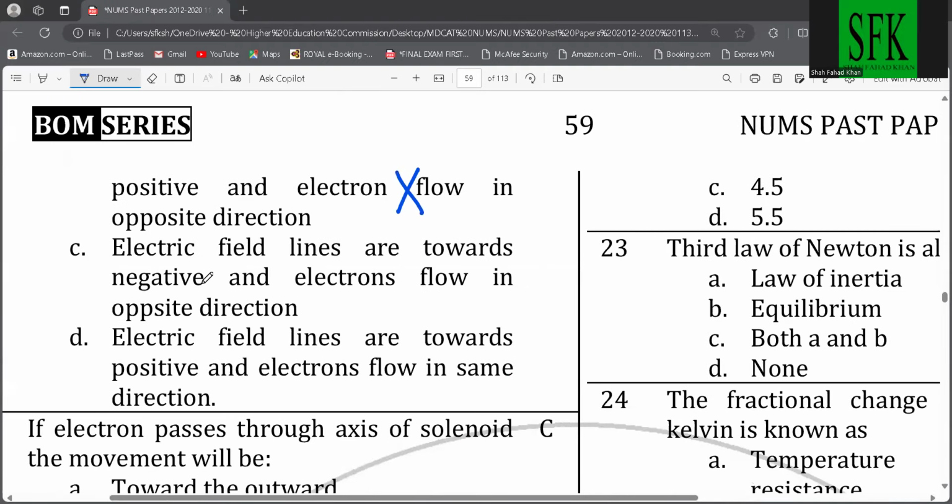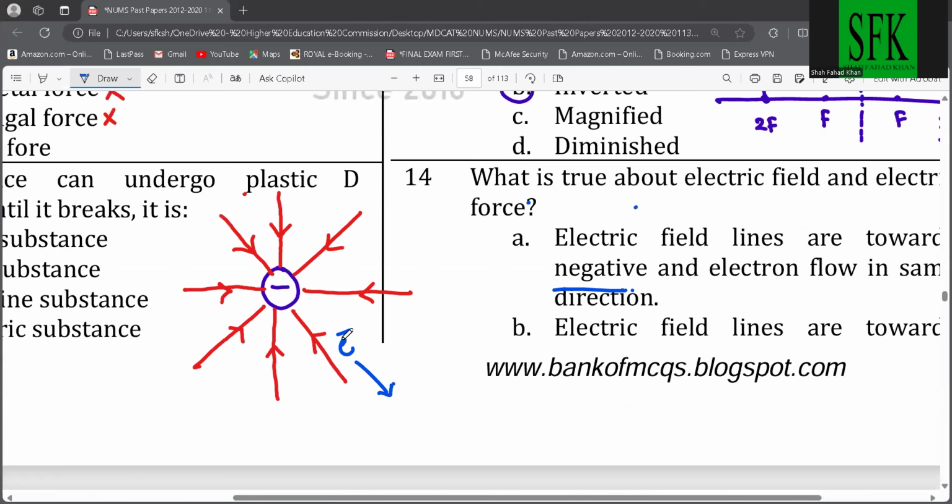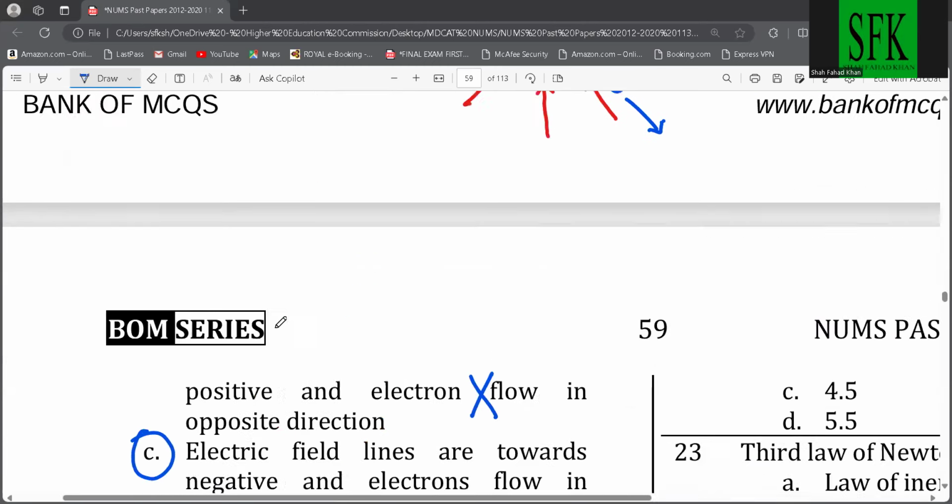Option C, electric field lines are towards negative and electrons flow in the opposite direction. Yes, that's correct. C is correct. If you place an electron here, it will face repulsion and it's going to move opposite. So for 14, it's C.